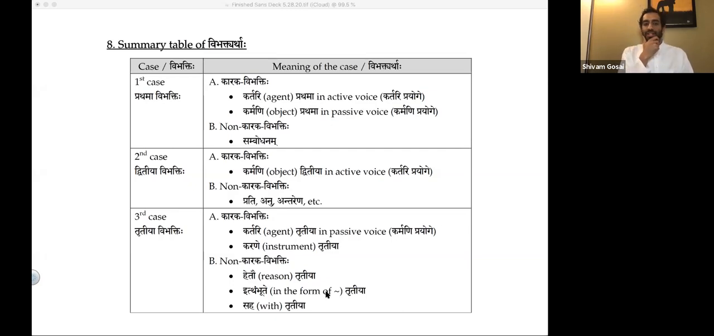Now, when it's in Karmani Prayoga, the third case is in the sense of Karta, agent, doer of action. Okay? So the doer of action can be first case in active voice or it can be third case in passive voice. So now that we have this big overview, we can look at the relationship between all of these things.